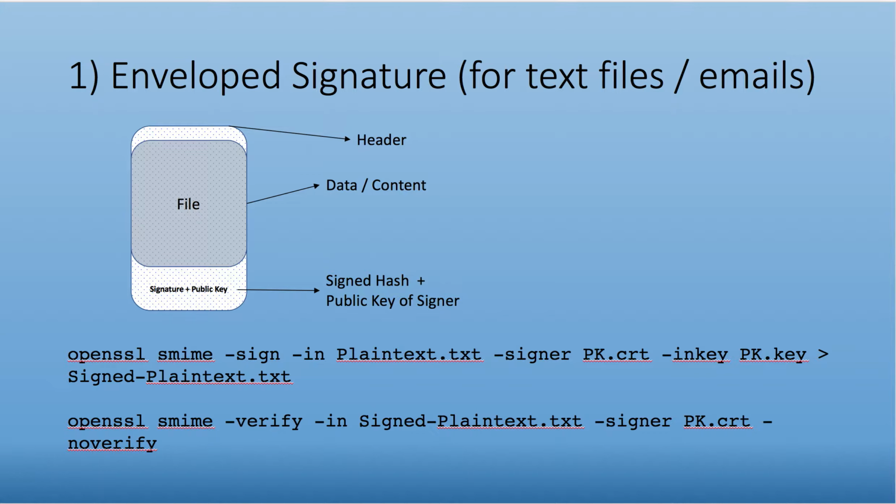Now, the envelope signature. Typically this is used for signing text files or emails. We use a SMIME header approach for that. When you are signing a file in an envelope signature format, the whole signature envelope is generated and the file is embedded inside the envelope. So these are the commands to generate a signature: openssl smime -sign -in plaintext. Let me run this command on my console and let's see what happens.